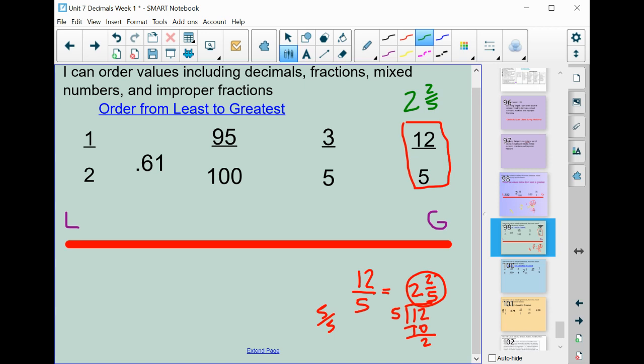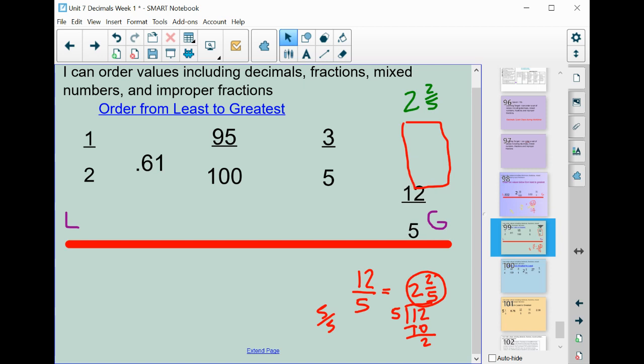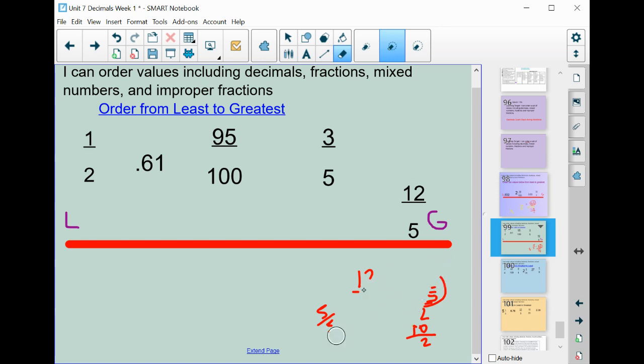Okay, now does that help me compare with the rest of these? So we got fraction, decimal, fraction, fraction. Yeah, right away I can see that this 12/5 is going to be the biggest value on our number line. So I'm going to put it right down here with the greatest, and I'm going to erase that. Now, in order for us to make that choice, we had to turn it into a mixed number. Now, do you notice we're only comparing 4 values now?